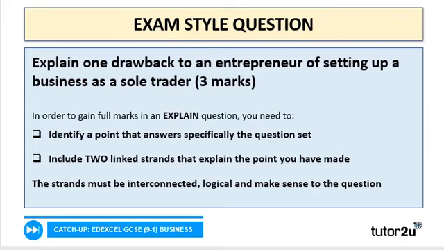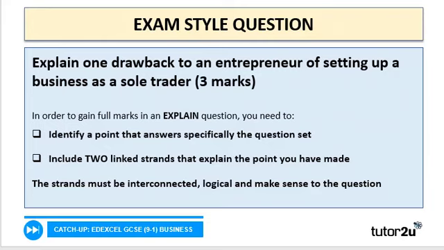So what you need to do in any explain question is to first of all identify a point that answers specifically the question set. Now in this example, the question is asking for one particular drawback to an entrepreneur of setting up a business as a sole trader. However, other explain questions may ask for one benefit or one advantage. However, there are other explain questions which ask for one method or one way. So you must make sure that you read the question carefully before you start to respond.